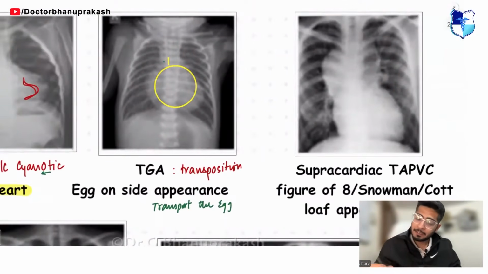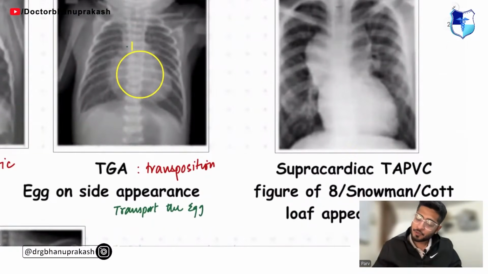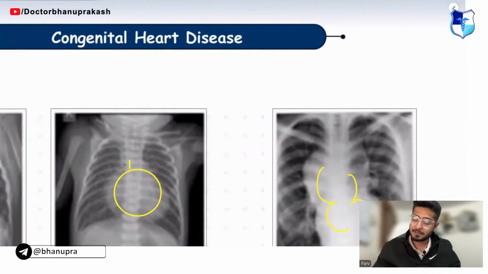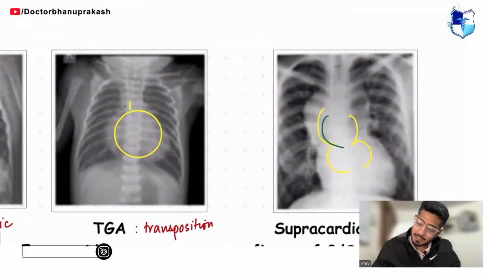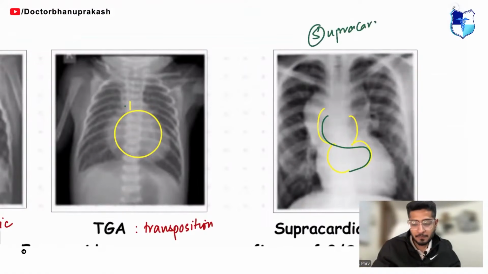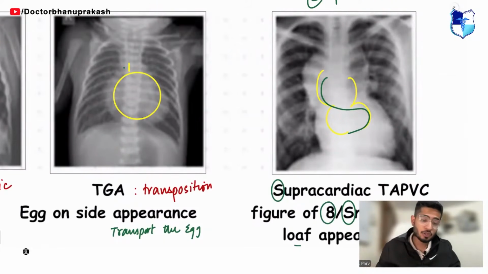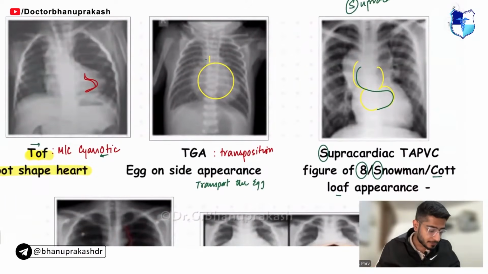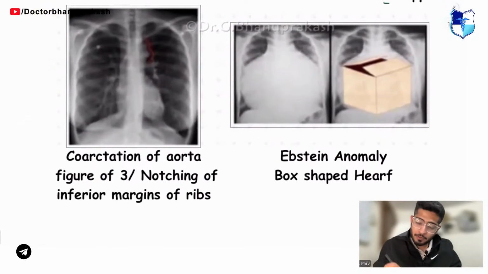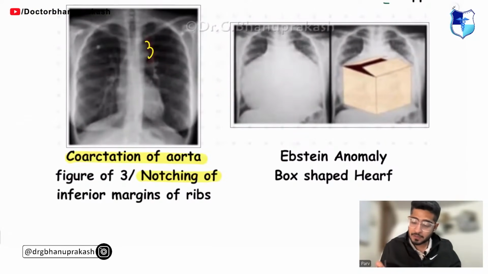Next is supracardiac TAPVC. Look, supracardiac TAPVC is just like this. But if I make it a little like this, it also forms an S. So from supracardiac TAPVC, you can remember it is going to show you S, that is snowman appearance, just like a figure of 8, and cottage loaf appearance. Coarctation of aorta is going to show you this figure of 3. So this is coarctation of aorta, notching is going to be there.